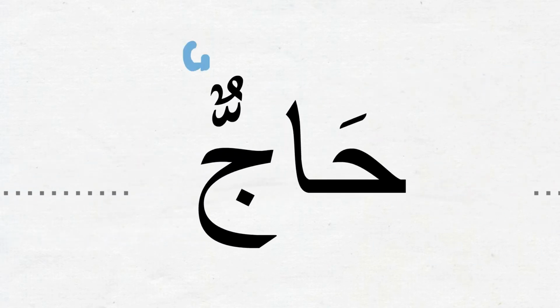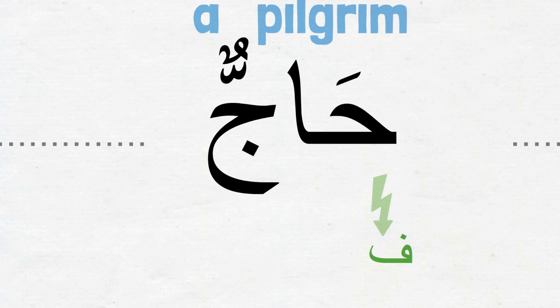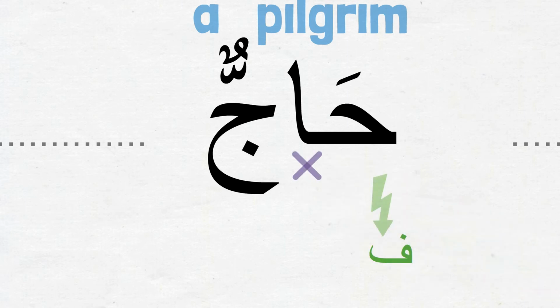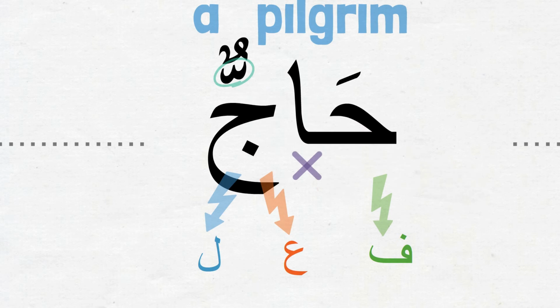Next we have hajjun, a pilgrim. The first radical is ha. We don't count the alif next to it as the base letter because it is elongating the fatha. The second and third radicals are jim, because this word has two jims indicated by shadda. So the root letters are ha, ja, ja.